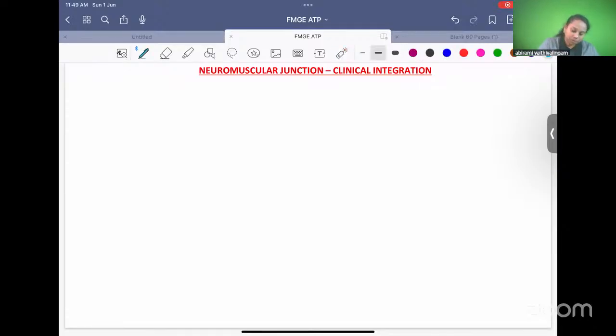So we'll draw the neuron. Those who joined late, I'm just starting off with the neuromuscular junction. Just now we started with it. Yes, you can draw this along with me.